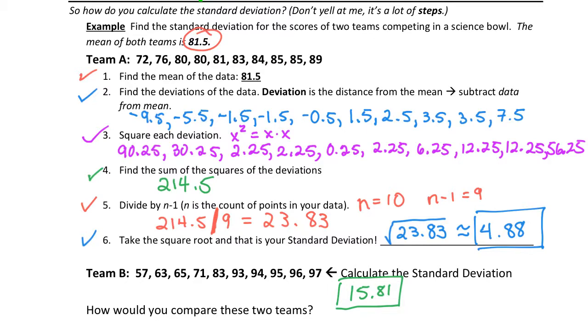So then the question is, how would you compare these two teams? I'd compare these two teams by saying, while they both had the same mean, we can see that Team B's values were much more spread apart and had much more variety away from the mean than Team A had. So Team A scores more consistent, more close to the mean.